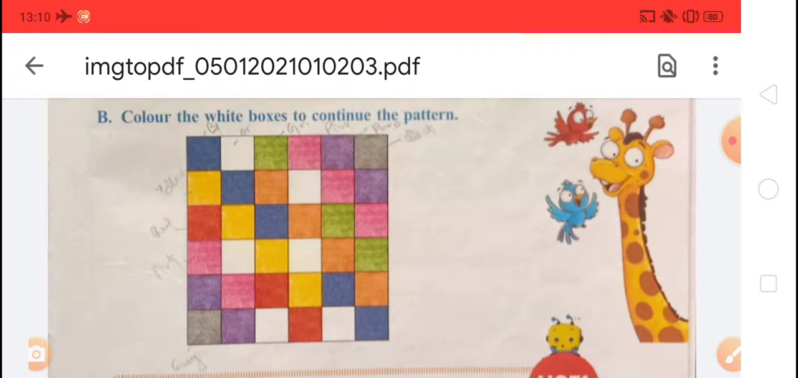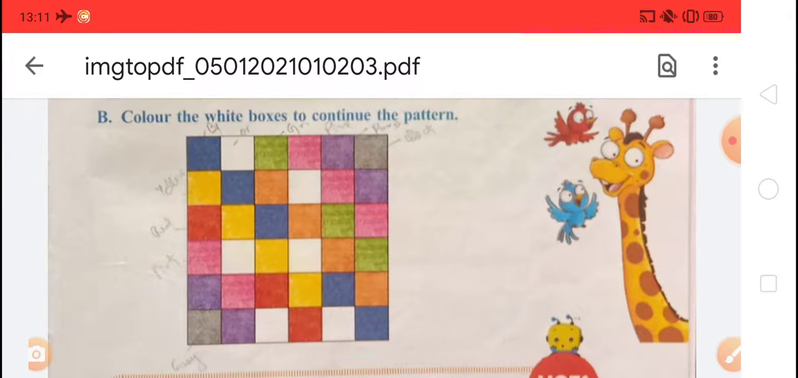Once again, in first row there is blue, and after that there is a white box. So this box is colored with orange color to continue the pattern. Okay, in first row the white box is colored with orange color. In second row the white box is colored with green color, and in third row there are not any.